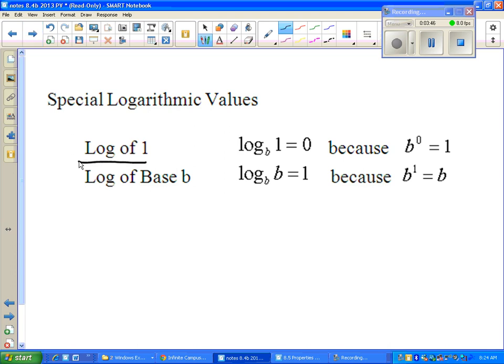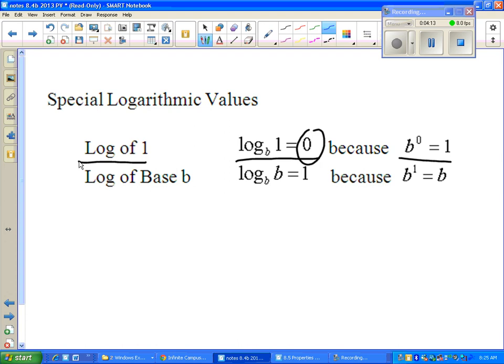Log of 1 is always 0 because b to the 0 power is 1. You need to know log of 1 is always 0. We're going to use that to graph. Doesn't matter what the base is, log of 1 is always 0. That's one point we will always have.